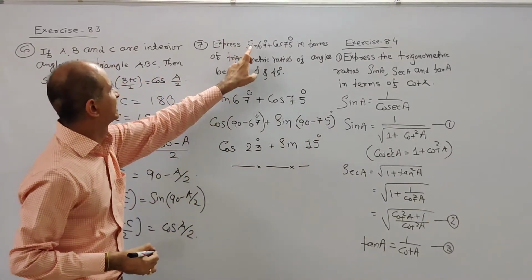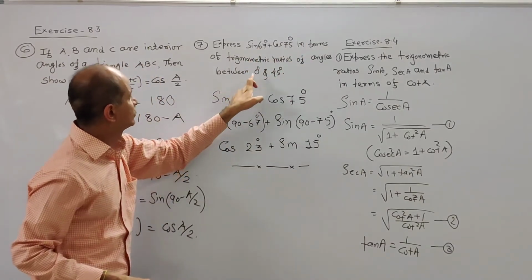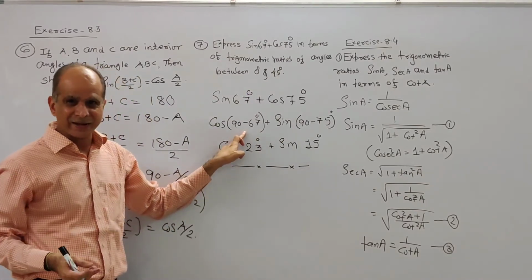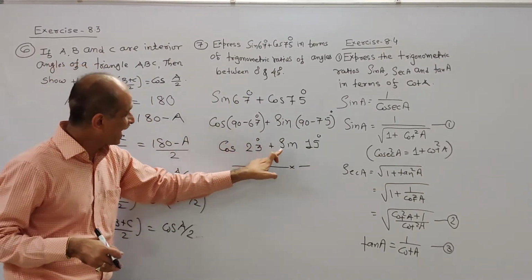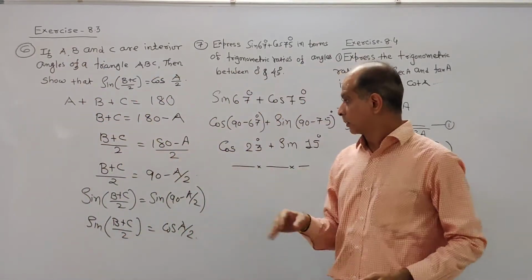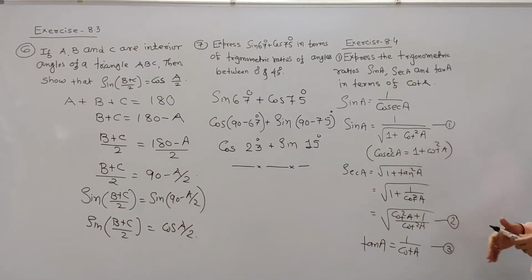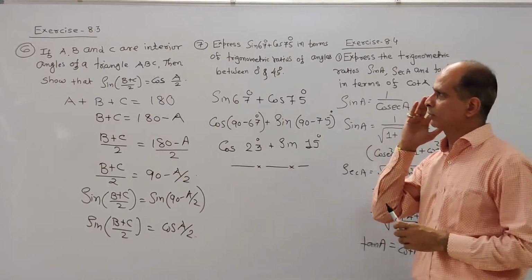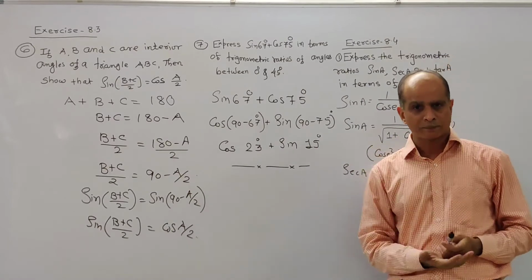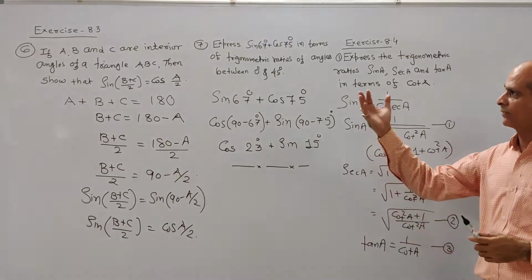So we have expressed these in terms of trigonometric ratios between 0 and 45. Now here the cos angle 23 degree is between 0 and 45, and the sin angle 15 degree is also between 0 and 45. So here we have completed exercise number 8.1, 8.2 and 8.3. For most of the examples, we have tried to understand each and every example of these three exercises.